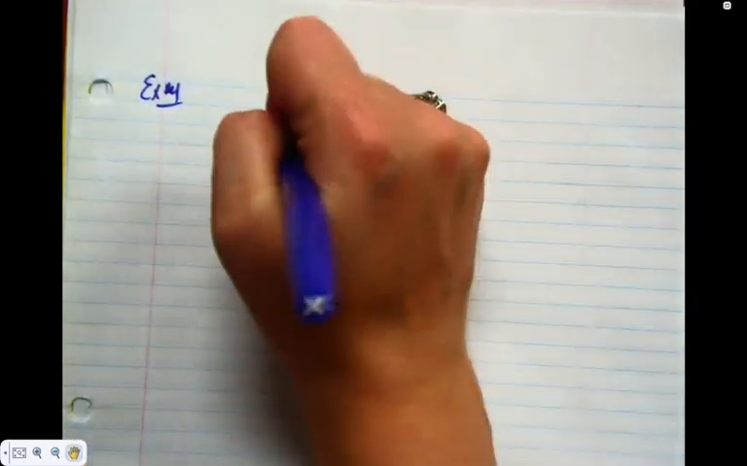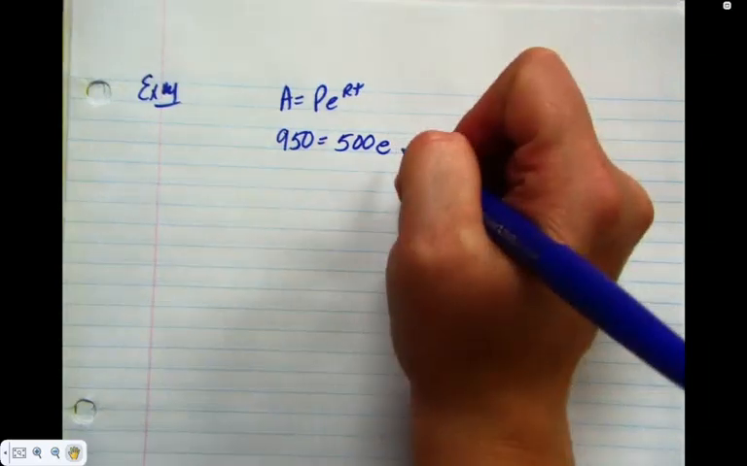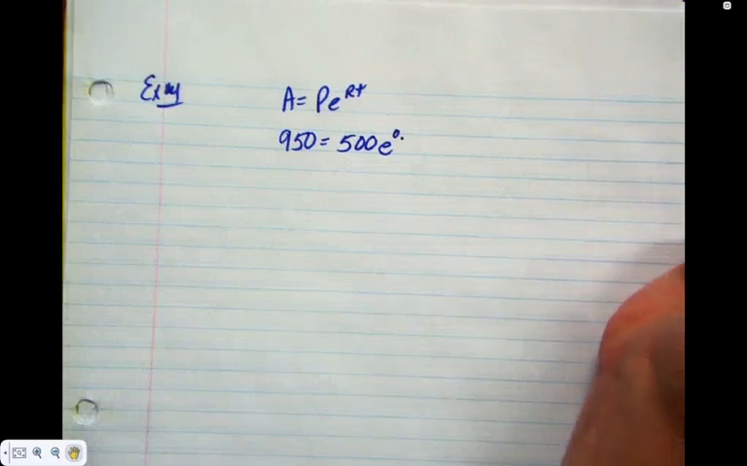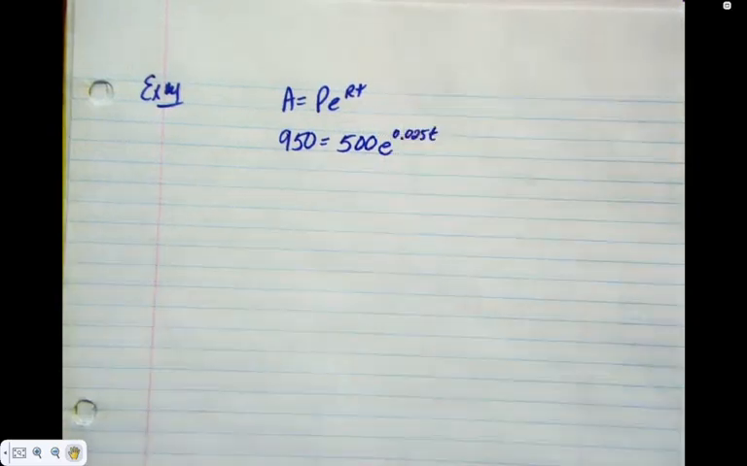Okay, so A we said was 950. P is 500. E is E. What do we need to put for the rate? Okay, which would be 0.025. And then T we don't know yet.